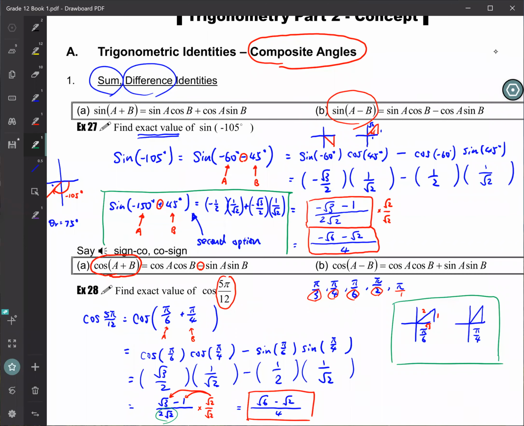Sine, sine, sum and difference. Sine, cosine. Sine, cosine. One more time: sine, cosine. Yes, very good.